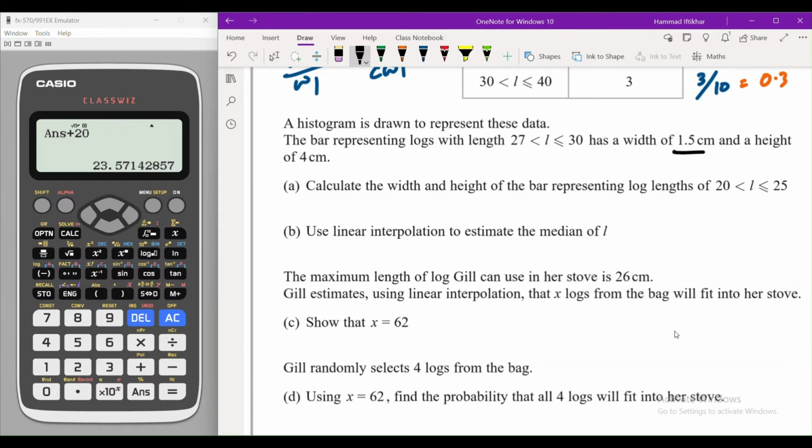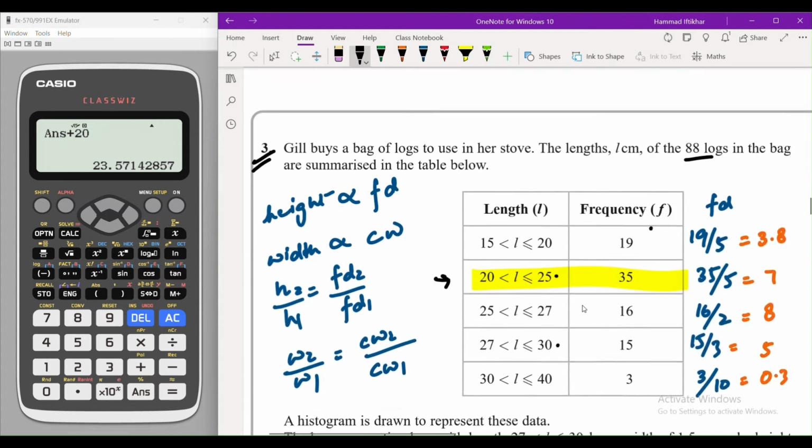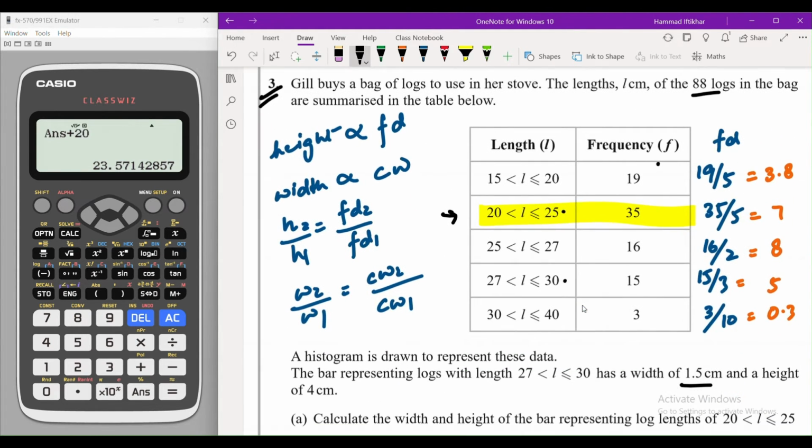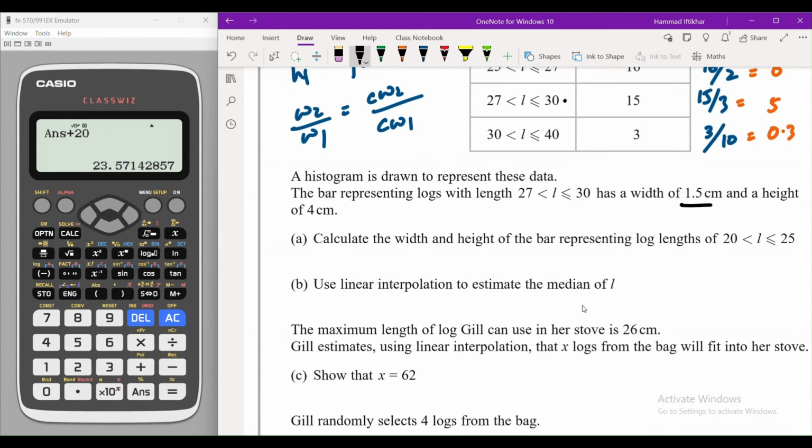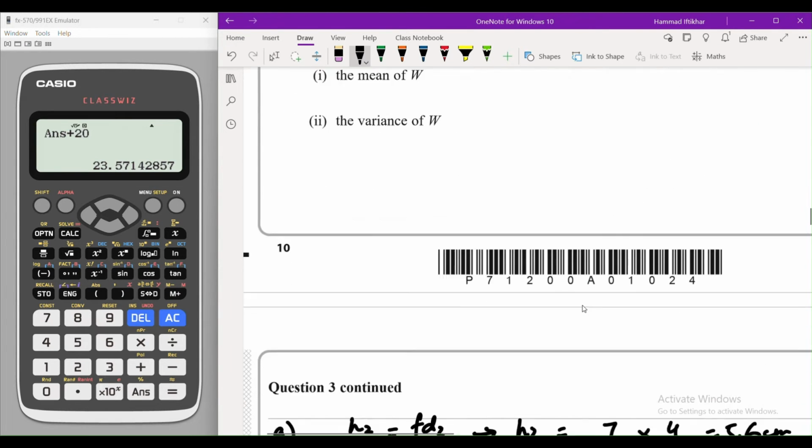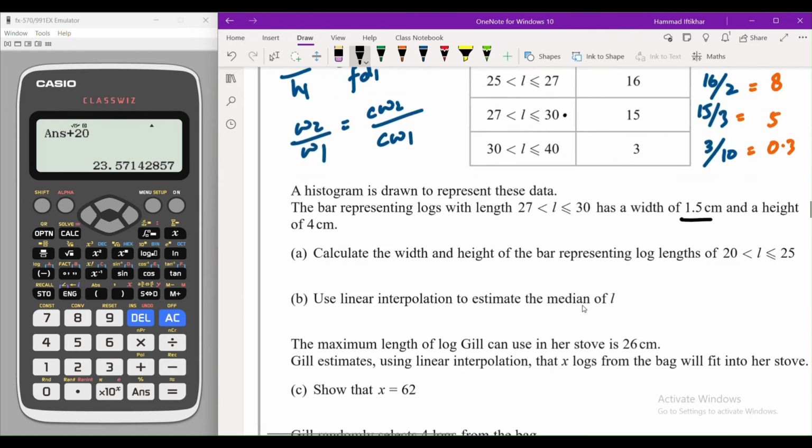The maximum length of log Gill can use in her stove is 26 centimeters. Gill estimates that using linear interpolation, x logs from the bag will fit into her stove. Show that x is equal to 62. Okay, so out of 88 logs, we need to figure out how much proportion is less than or equal to 26.